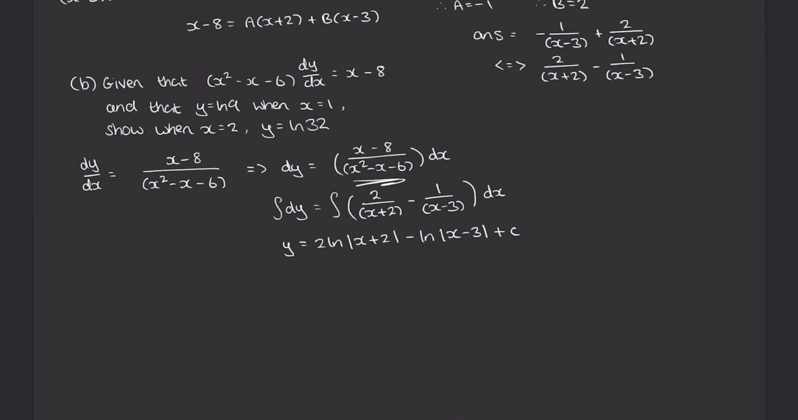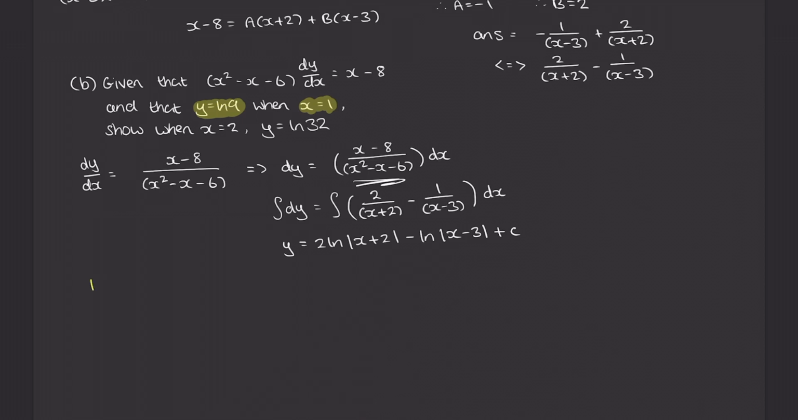x is 1 and y is ln 9. So what we can do is find c before we prove that when x equals 2, y equals ln 32, right? So what we can do here is sub in, highlight it yellow and write in yellow. Sub in this value for y and sub in this value for x, right?